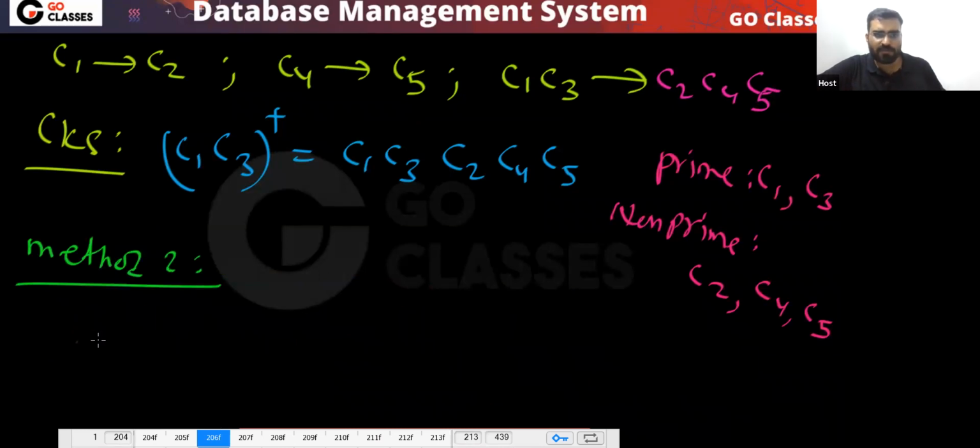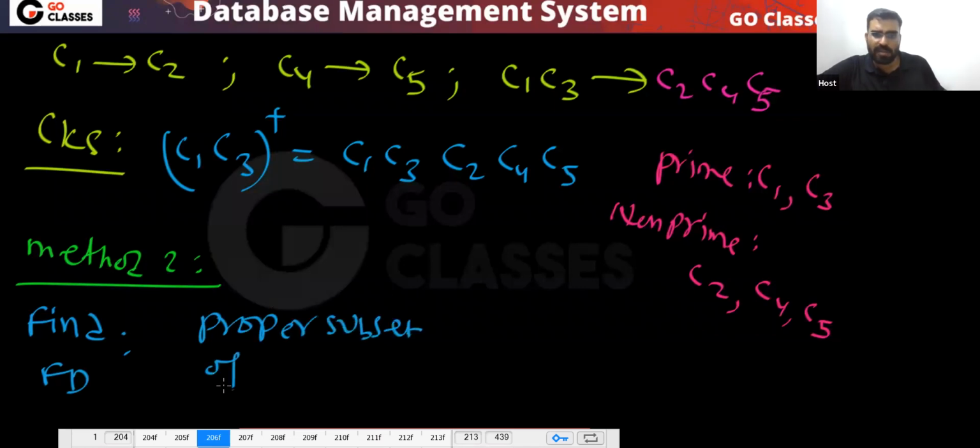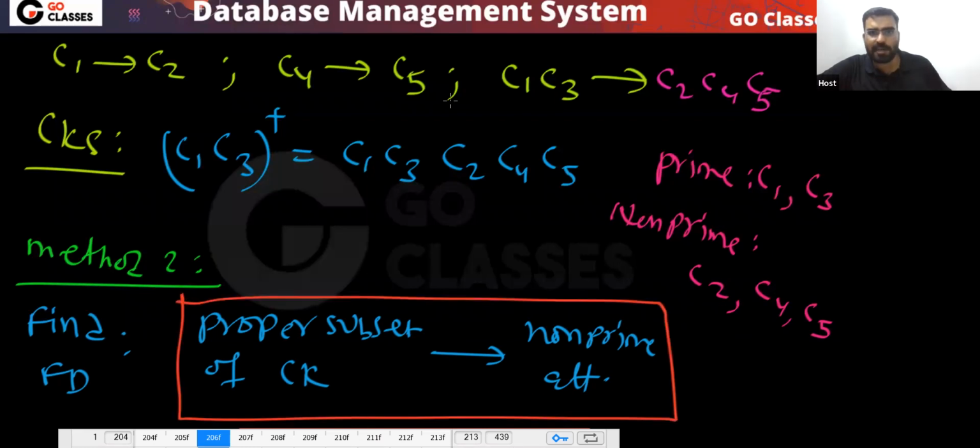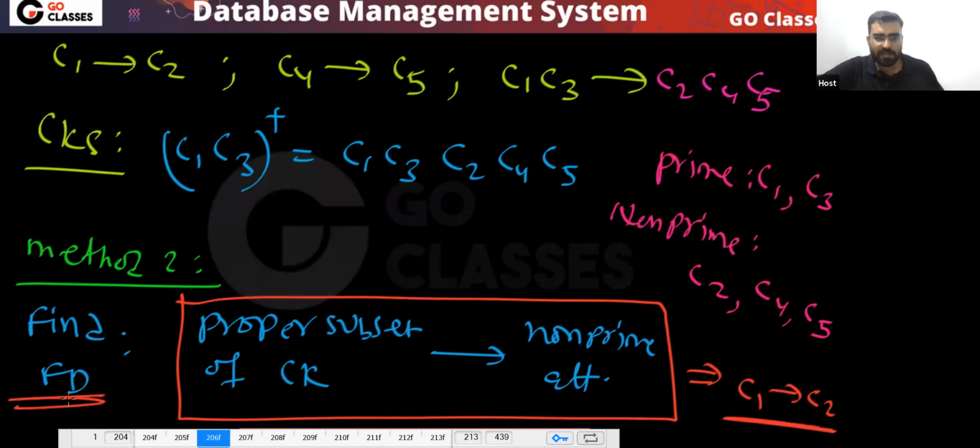Method 2: just find this type of functional dependency, where a proper subset of a candidate key determines some non-prime attribute. Just find this type of FD. Do we have it? Yes, because C1 determines C2. So we have this type of FD, and I can say that this is not in 2NF. Okay, is this clear?